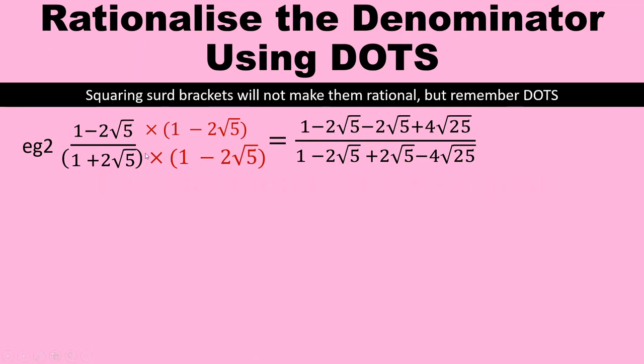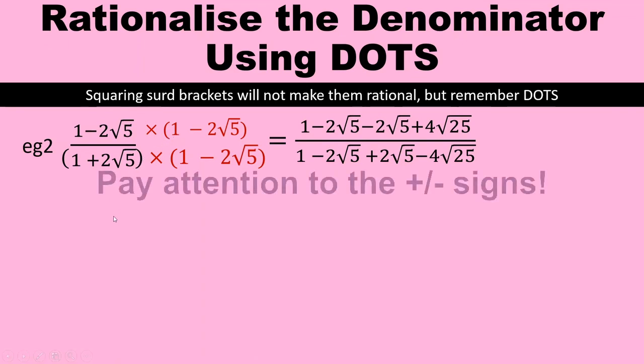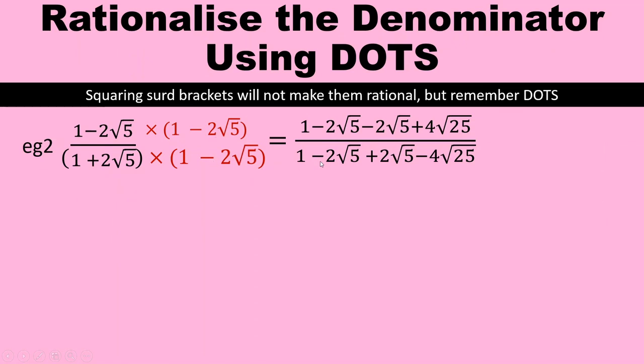In the denominator, it looks very, very similar. However, because of the opposite signs, my middle two terms are minus 2 root 5 from doing the 1 times negative 2 root 5, and plus 2 root 5 by doing the positive 2 root 5 times the 1. And then my last term looks the same as above, except it's negative, because I did positive 2 root 5 times negative 2 root 5.